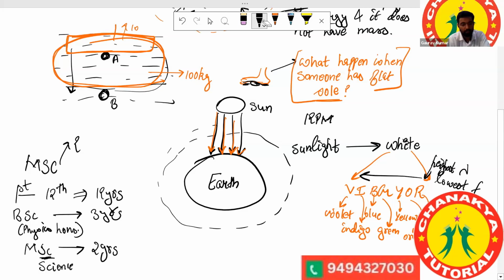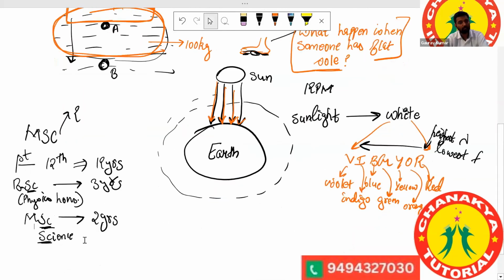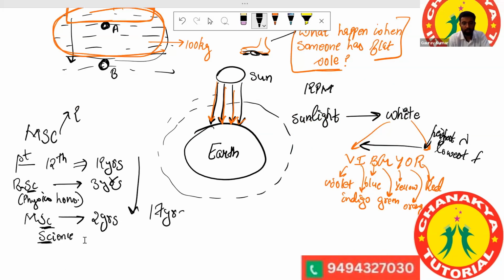Science. So we take SC as Science. Similarly, Bachelors of Science and Masters in Science. So how many years are these? If I total these, 12 plus 3 plus 2, then 17 years. So these are 17 years.